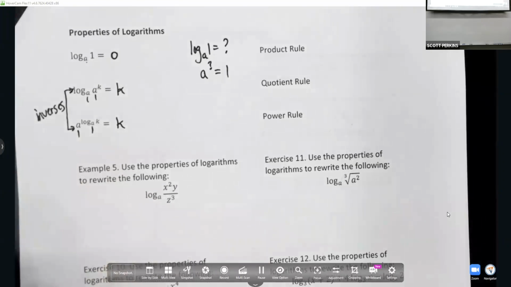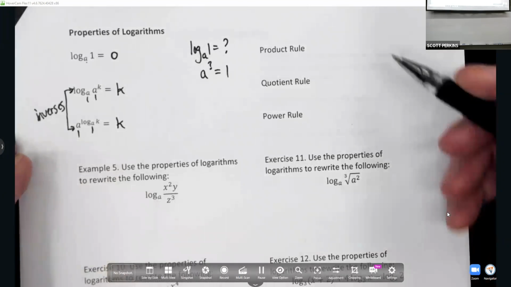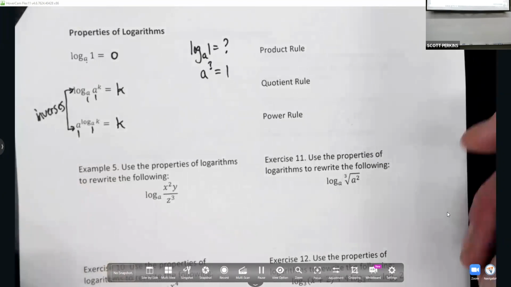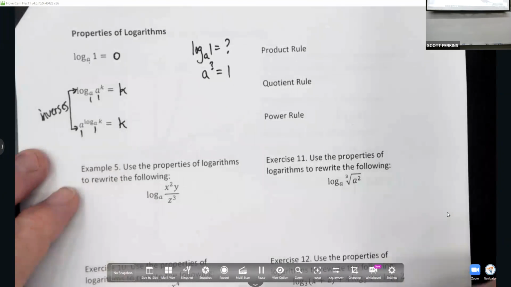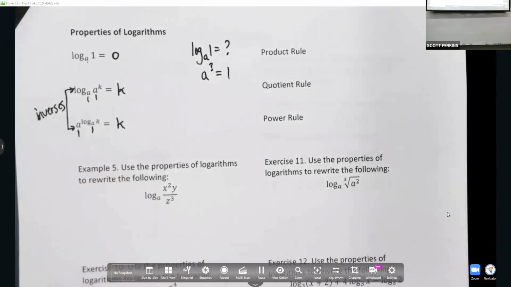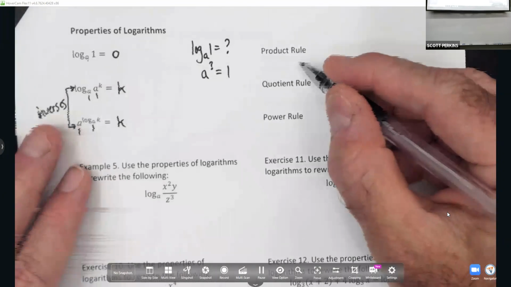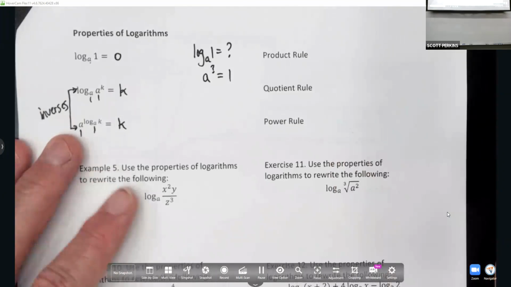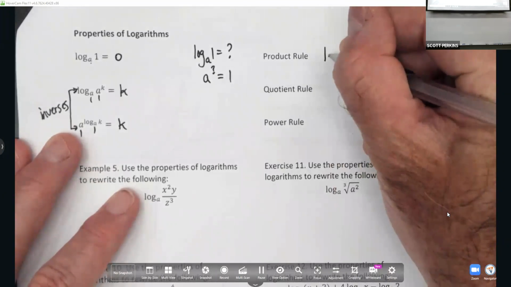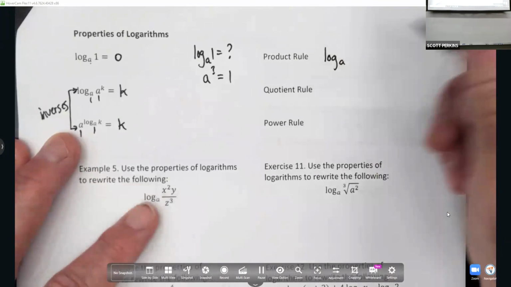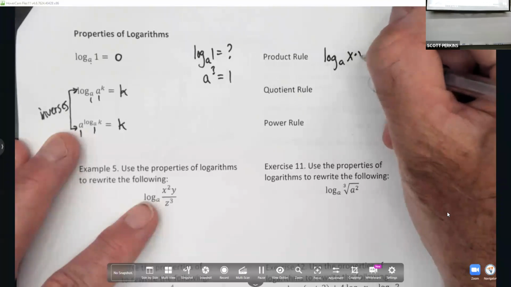So these last three properties are based on the fact that our logarithm is a power. And so I'm just going to tell you what the properties are. You don't need to do anything with them. We are going to practice them when we come back. We'll use these properties to be able to solve equations. That's kind of the point that we're leading up to here. So the first thing is the product rule. If I have log base a of a product, meaning, let's just say, x times y.